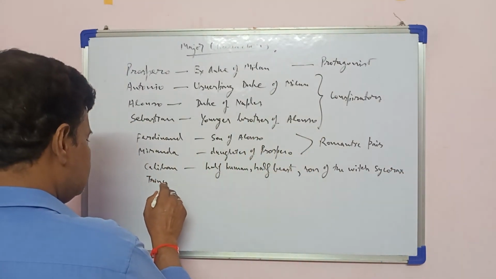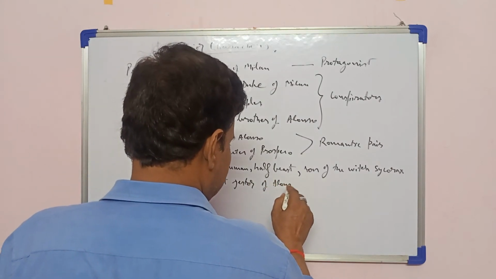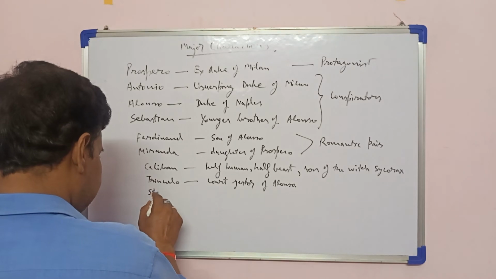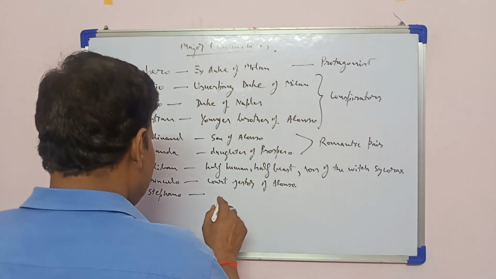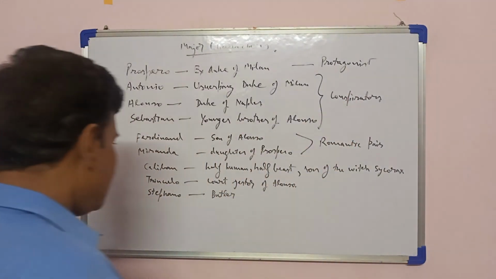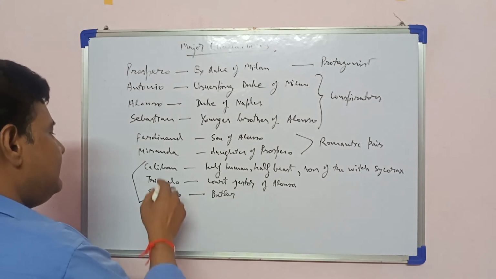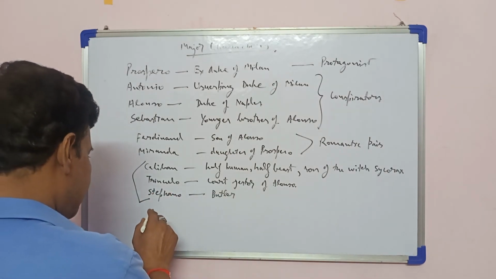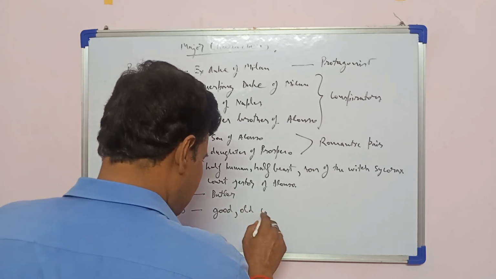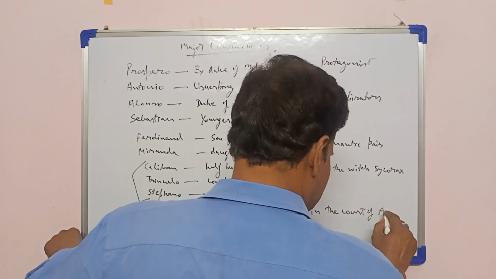Then Trinculo, the court jester of Alonso. He is the jester or the comedian in the court of Alonso. Then Stefano. He is the butler. Butler means the chief cook. These are negative characters, apart from the conspirators. And apart from them, there is Gonzalo, a good old counselor in the court of Alonso.